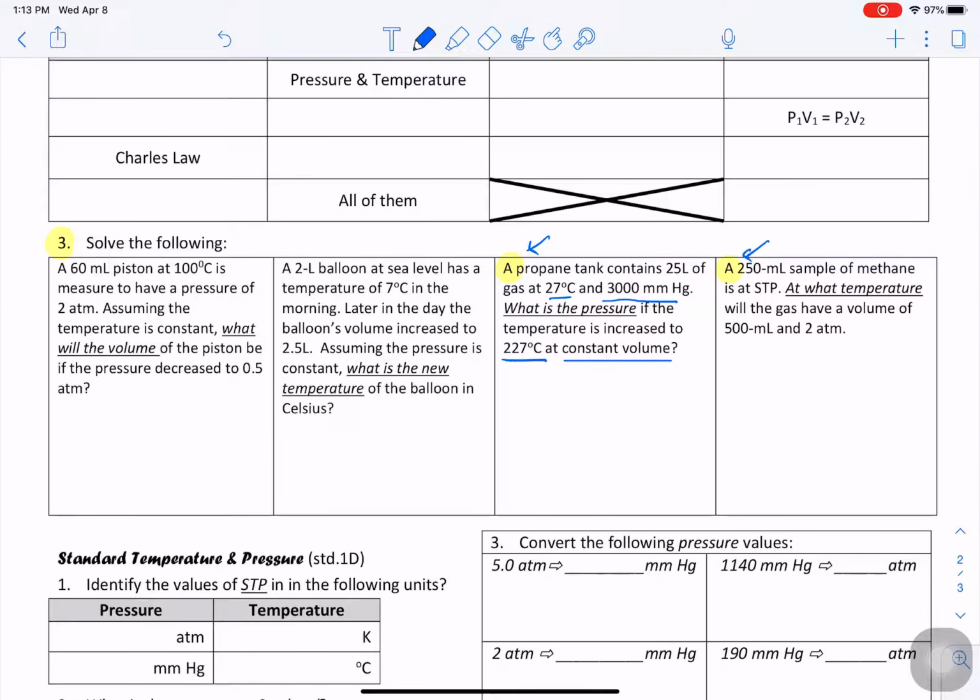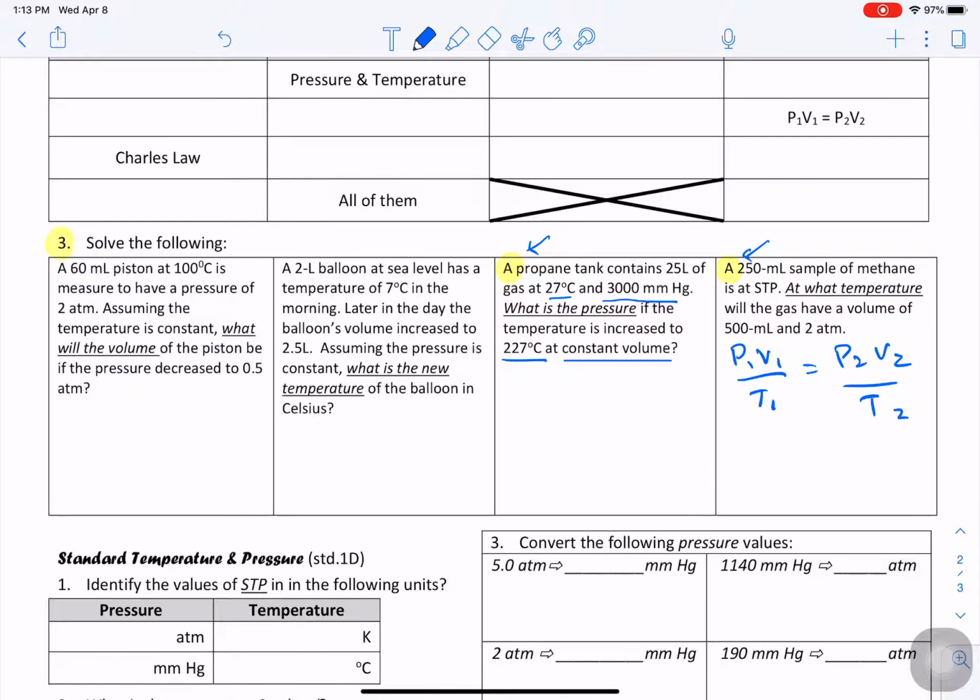A 250 milliliter sample of methane is at STP. At what temperature will the gas have a volume of 500 milliliters and 2 atmospheres of pressure? So now we have all three variables. If we're relating all three variables, remember that's the combined gas law. P1 V1 over T1 equals P2 V2 over T2.